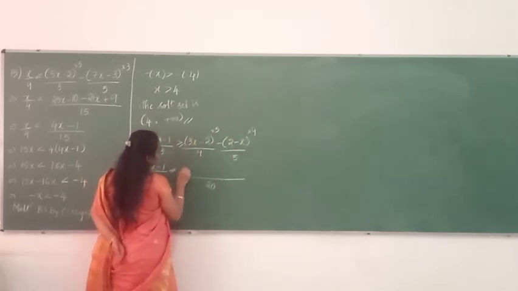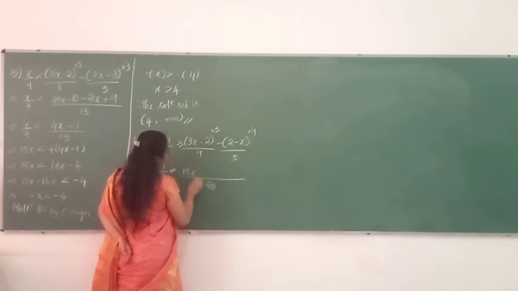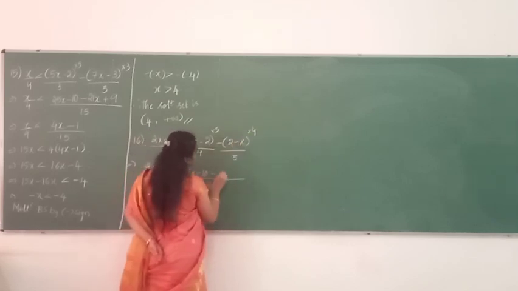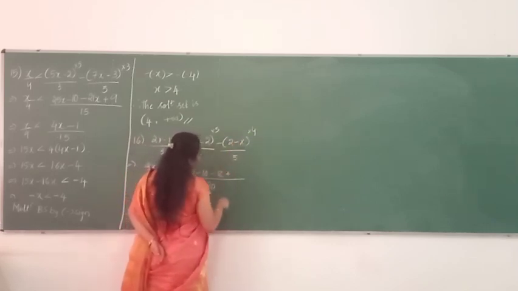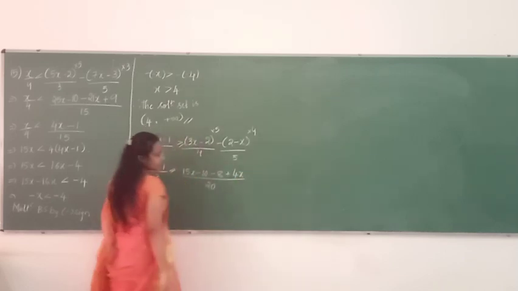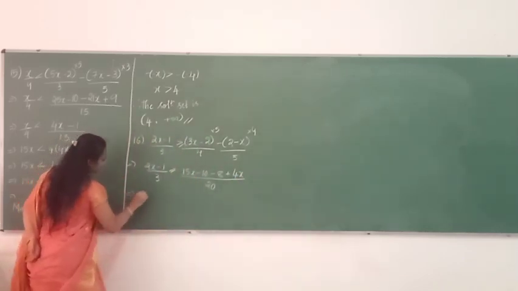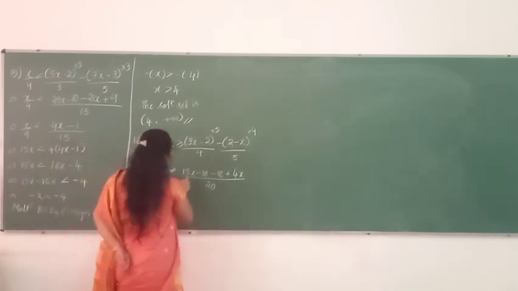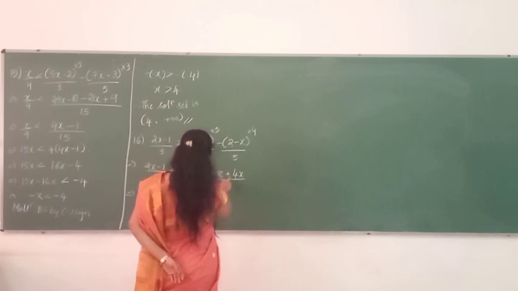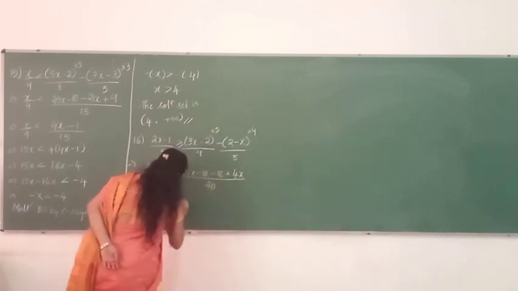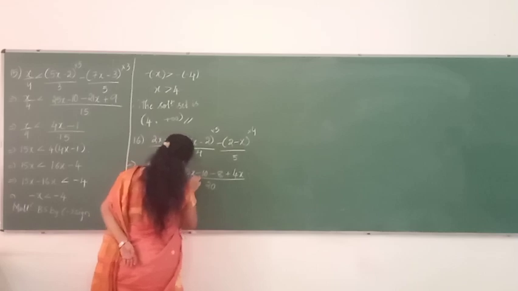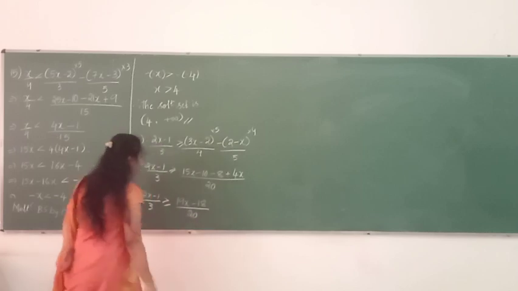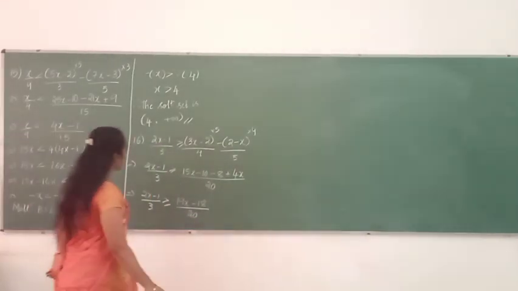Multiply 5 inside. So it will be 3 5s are 15x minus 5 2s are 10 minus, as it is 4 2s are 8, minus into minus is nothing but plus 4x. Okay. Next, 2x minus 1 whole divided by 3 is greater than or equal to 15x plus 4x, you will be getting here 19x minus 10 minus 8 is nothing but minus 18, whole divided by 20. Now just cross multiply.